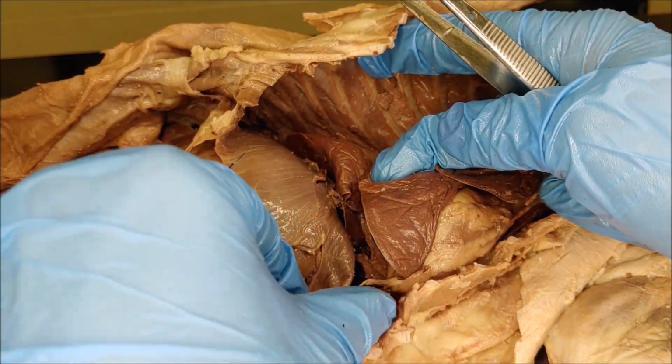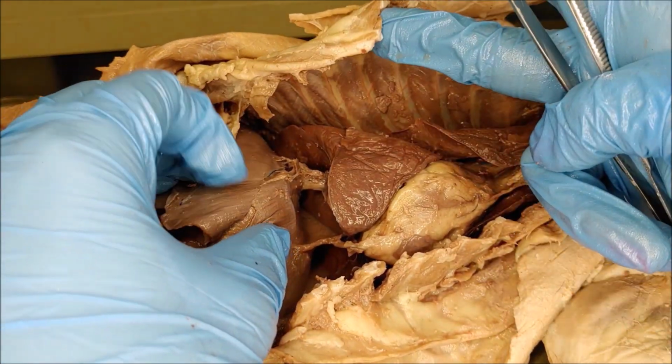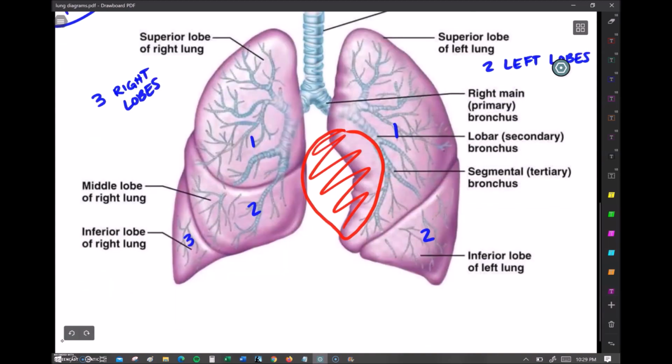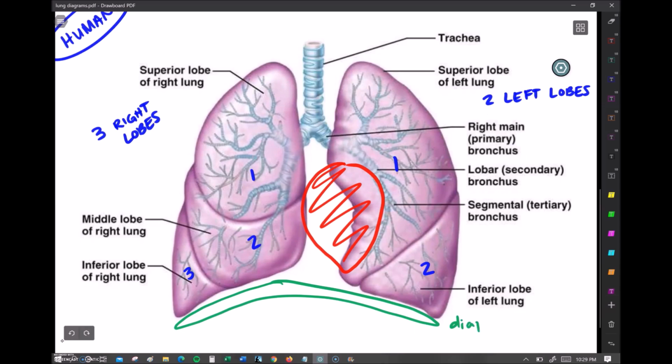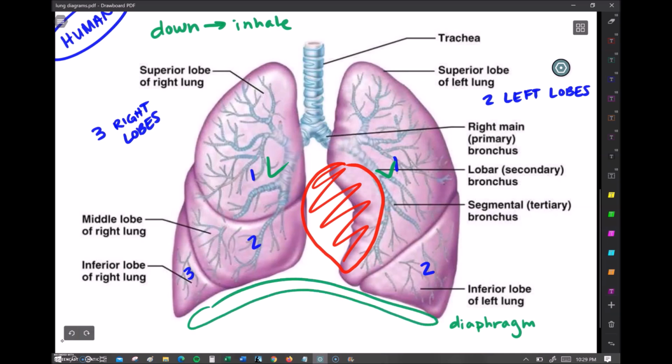And then down here is the diaphragm. Now the diaphragm is a muscle. It seals off the thoracic cavity from the abdominal cavity, and what that seal does is create a vacuum when it moves down. The diaphragm sits right below the lungs, so right there, and when it moves downwards, that creates a rush of air into the lungs, and that is how we inhale. So it's creating that vacuum and pulling air into the lungs.